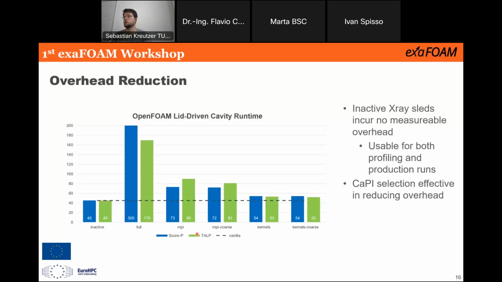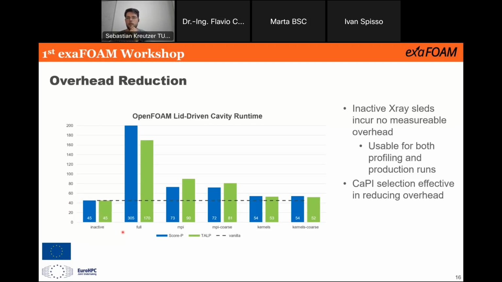So to show some overhead results, one thing that's very positive is that if you don't have these sleds active, they don't incur any measurable overhead. So what it means is that you can use one build for profiling and for production runs, at least on the cases we tested. This is the case.